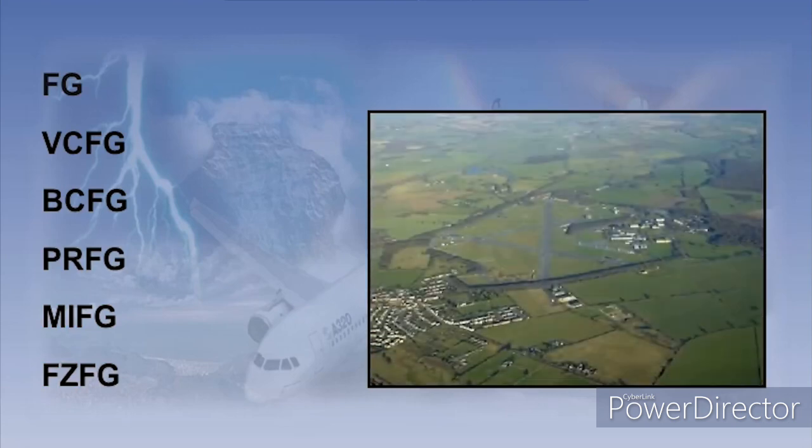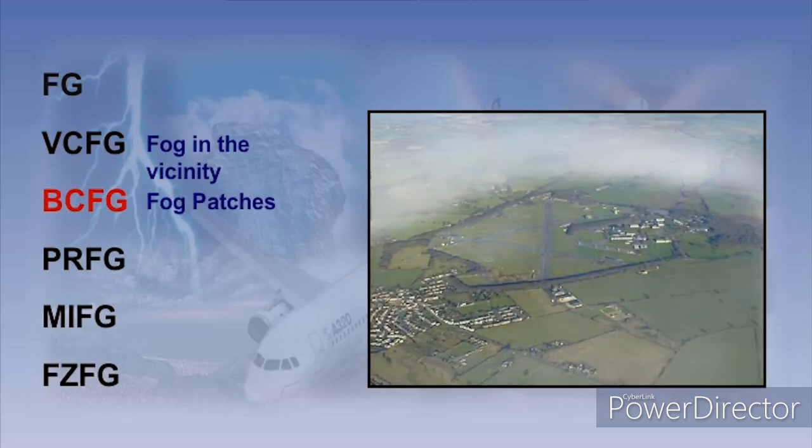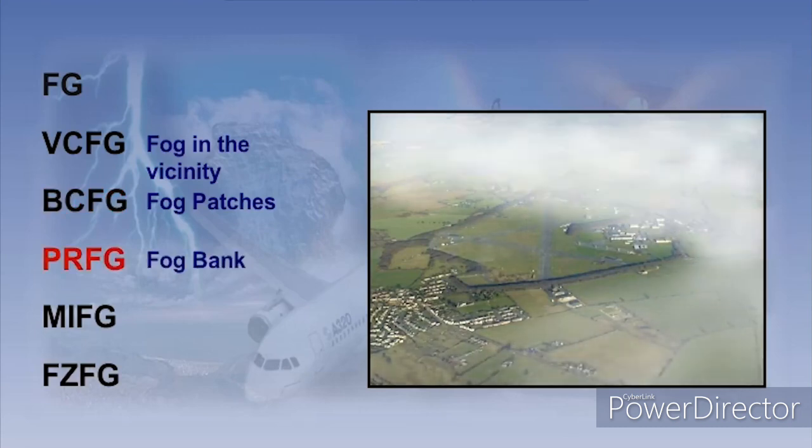What do all of these mean? Well, we've looked at FG on its own. Let's take a look at the next one, VCFG, or fog in the vicinity. This means that the observer can see fog within 8 kilometers of the airfield, but still outside of the actual aerodrome boundary. BCFG is used when the observer can see at least one fog patch wholly within the aerodrome boundary. PRFG is slightly different. This would be reported when the observer can see that a fog bank has encroached the aerodrome boundary.